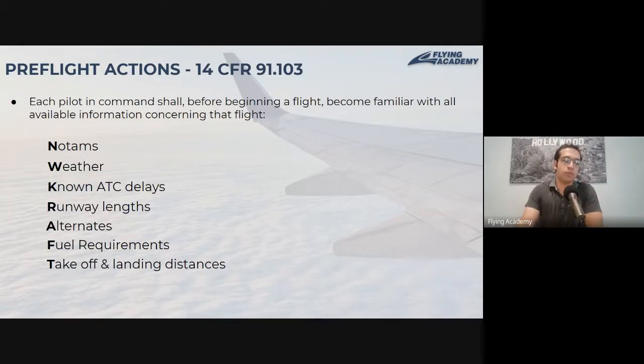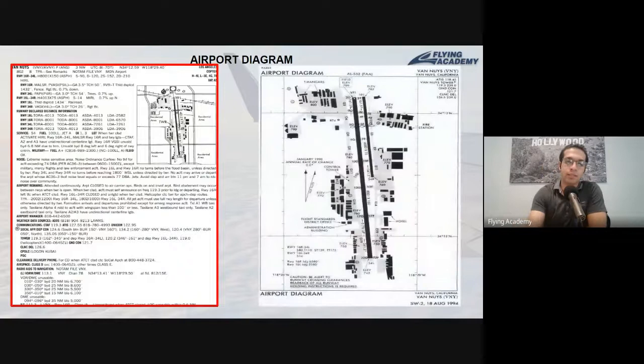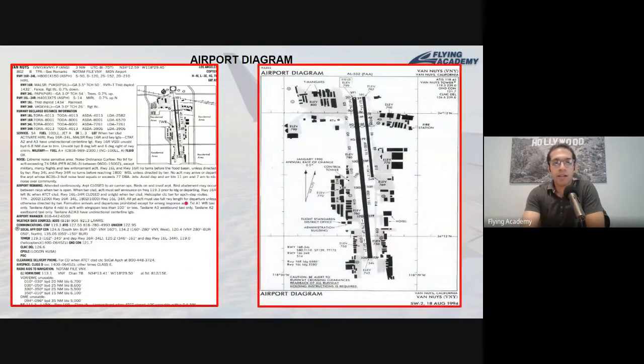We have to go ahead and move on to the next slide. Airport diagram. This one is specific for Van Nuys. It will give you a whole bunch of instructions and information about the airport, where it's located, what kind of fuel is available, what kind of services, maintenance services are available.